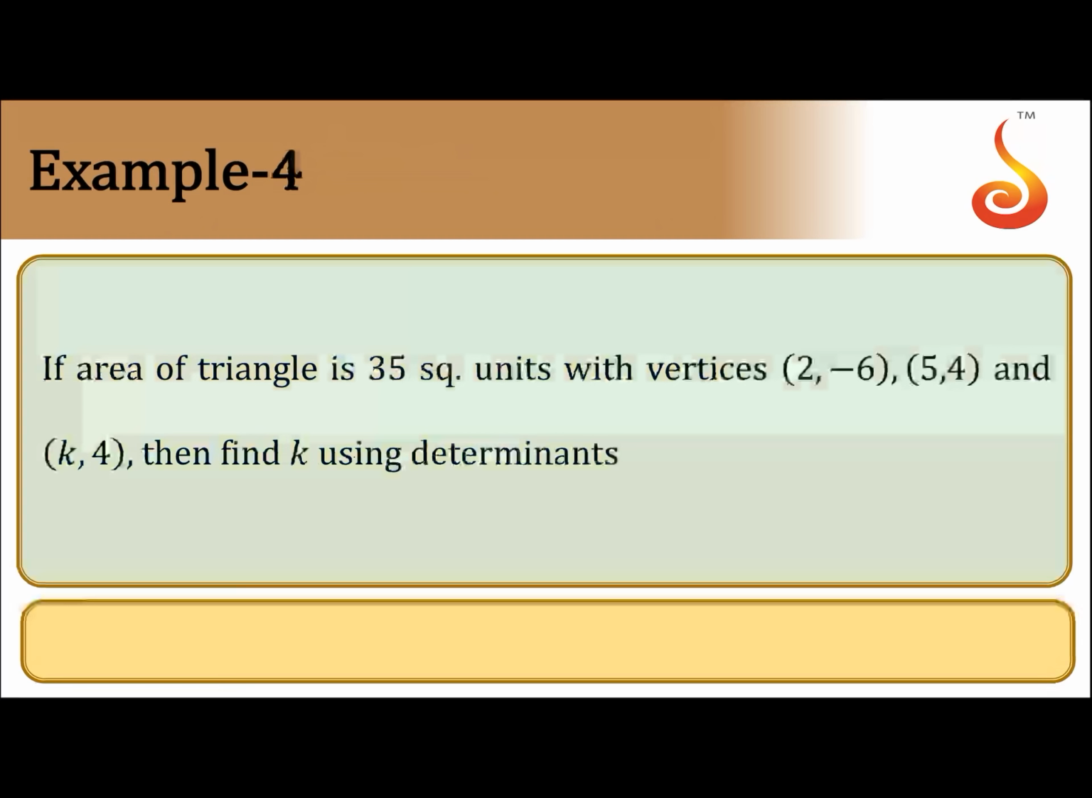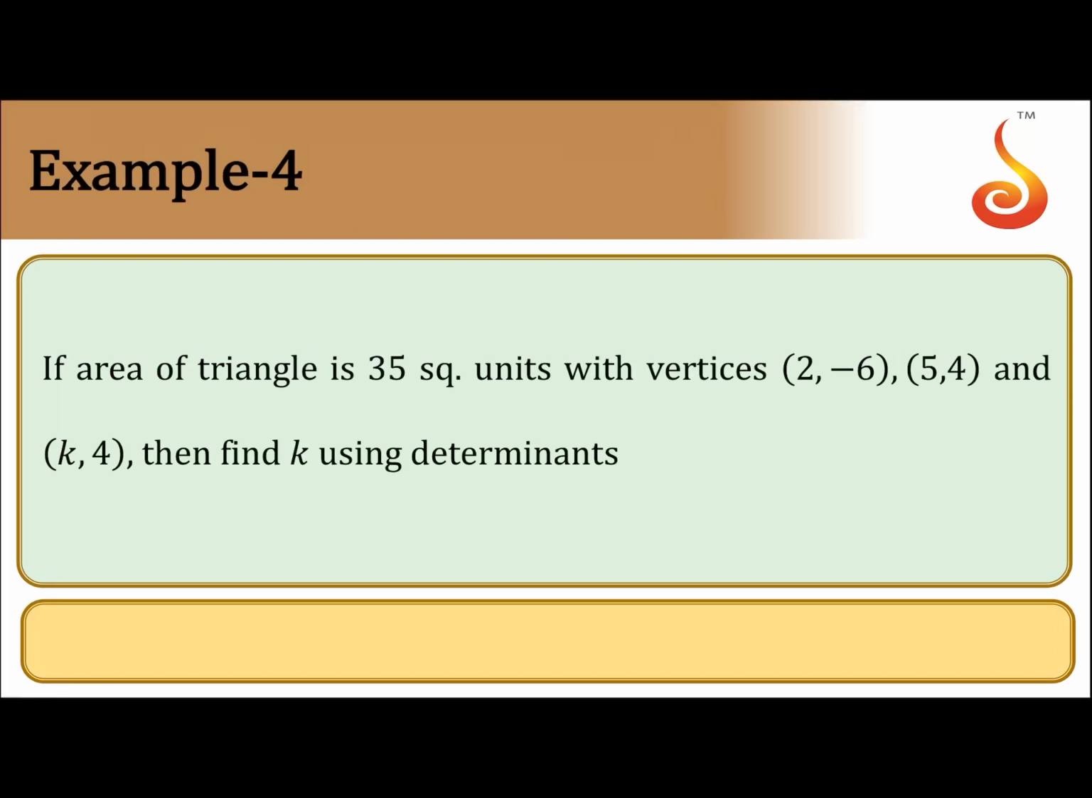Let's take up the next example. If the area of the triangle is 35 units with the vertices (2, -6), (5, 4), and (k, 4), then find the k value using determinants. Let's proceed. The area of the triangle is equal to 35 square units.